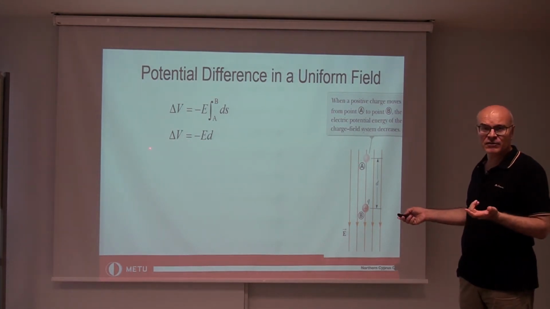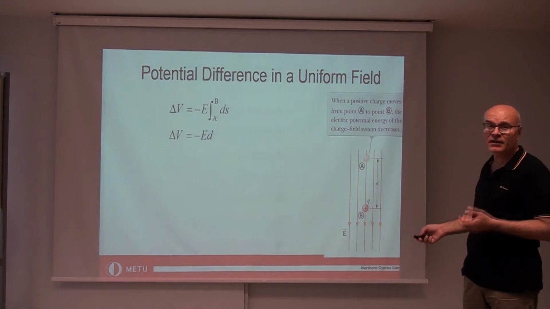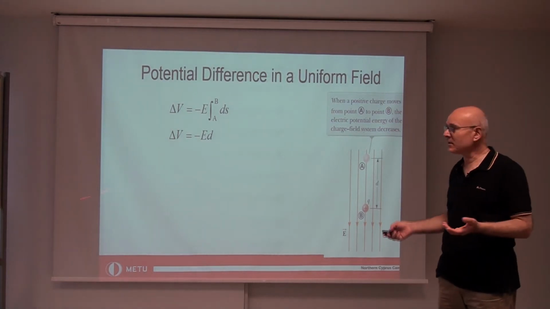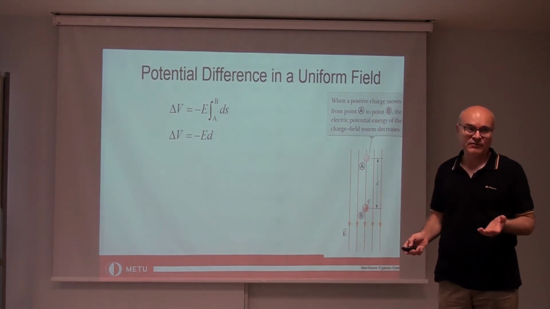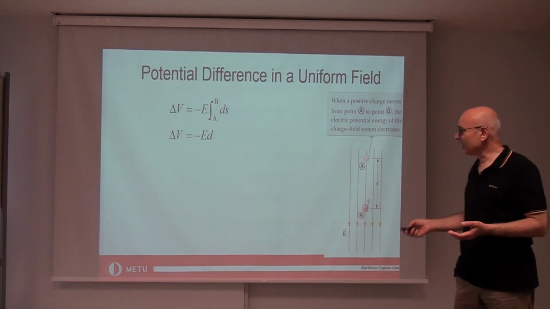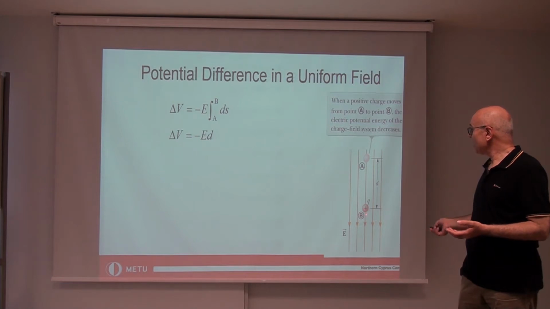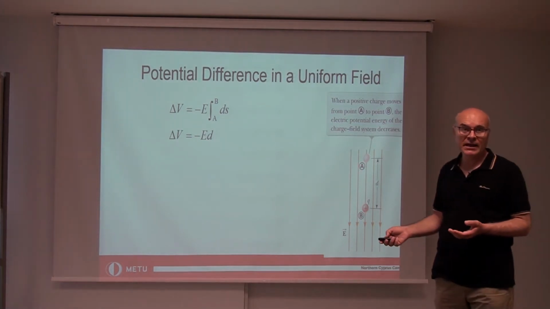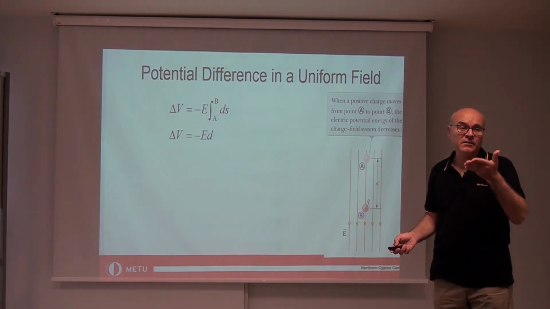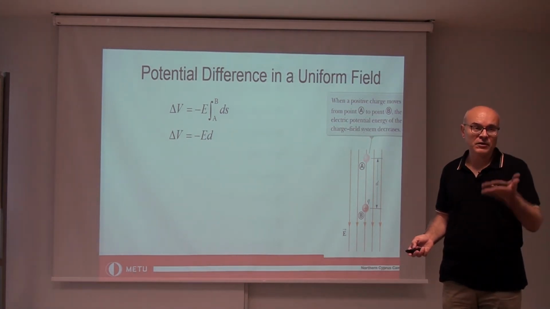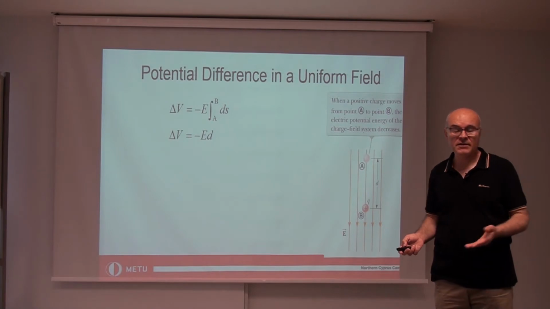Now E, the magnitude of the field, is constant, and d is just the length here, also a positive constant. So E and d both are constant, so this quantity is negative. This tells us that point B is at lower potential than point A. In other words, when you move from A to B, the potential drops. Okay, this is the result.